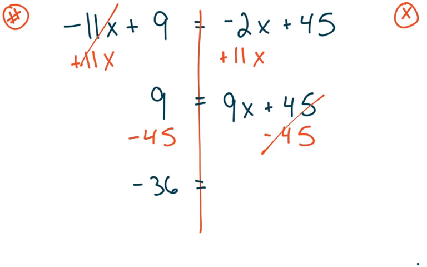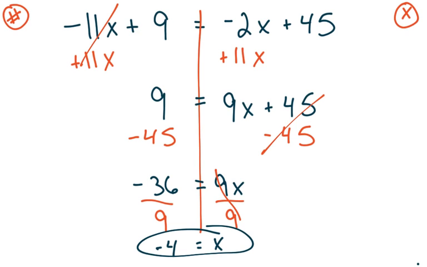Negative 36 equals 9x. Remember, this is my x side. I only want x's on this side. So I need to get rid of a times 9. So the opposite of times 9 is to divide by 9. So I divide both sides by 9. Negative 36 divided by 9 is a negative 4, because a negative divided by a positive is always negative, and 36 divided by 9 is 4. And then there's only an x left on the right. So I'm done. Negative 4 equals x.